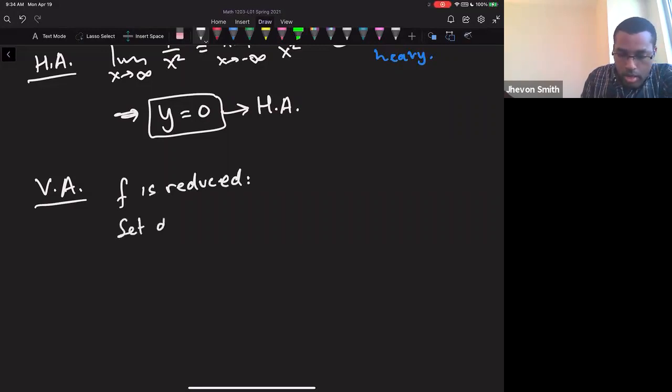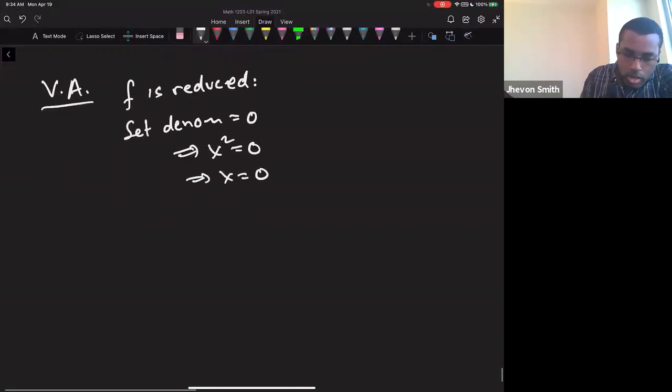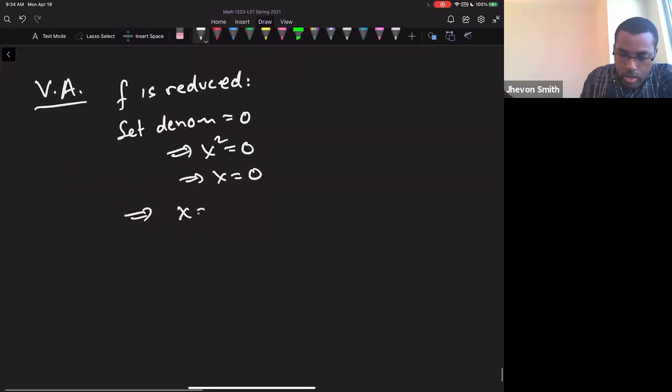So I'm going to set denominator equals zero. This means that x squared equals zero. This means that x equals zero. So that leaves you with x equals zero is a vertical asymptote.